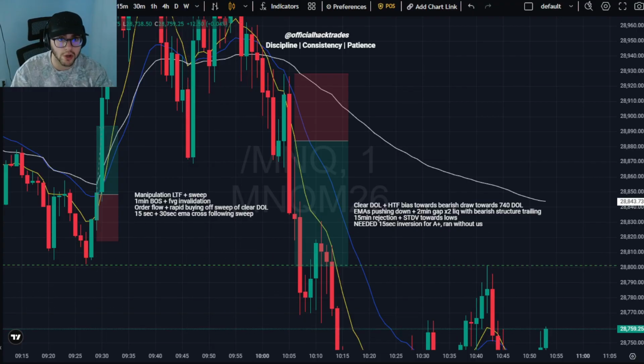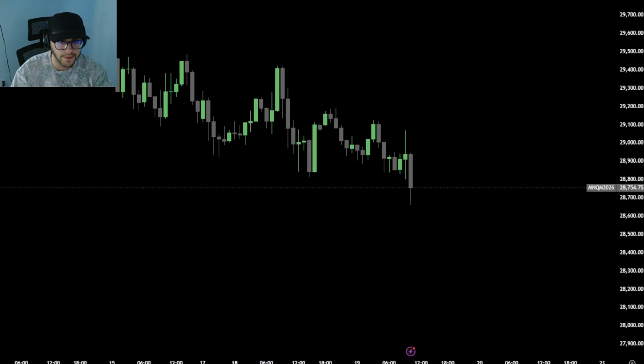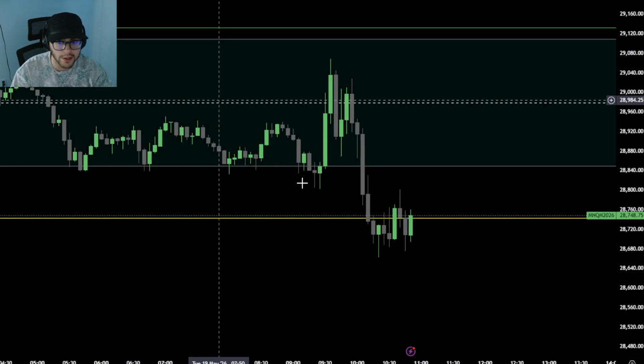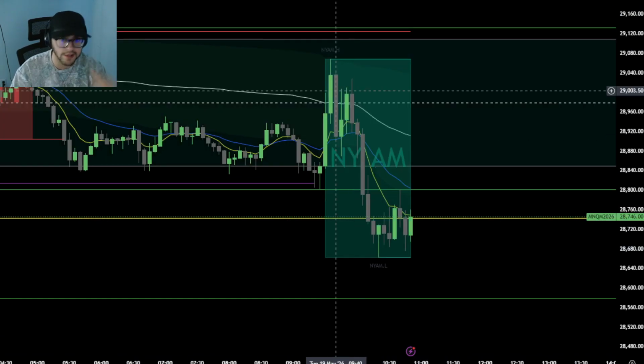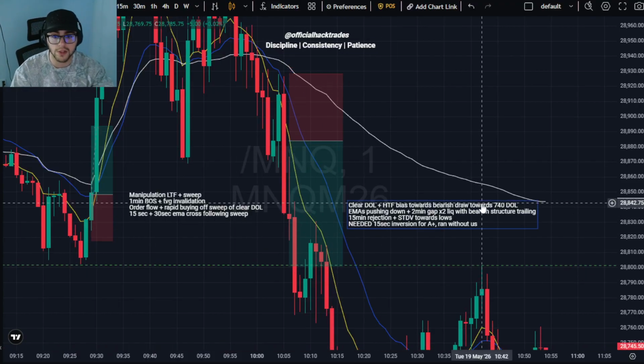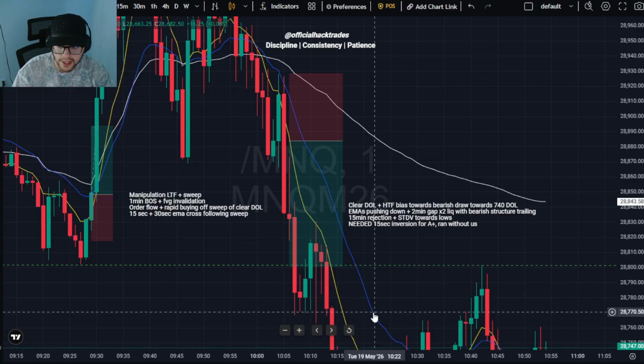But we had this clear draw on liquidity. You guys will see this draw here, right? That was our 740 draw that I wanted to target. Let's go to the 5-minute, make it a little more obvious. Into 1010. This is the draw that I wanted to take, right? 1008, 1010. So this is the trade. This is the area that I wanted to trade to.